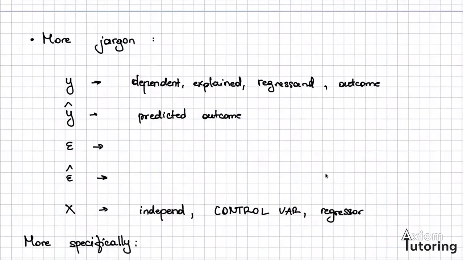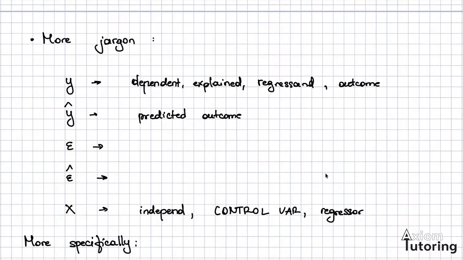We've seen and talked extensively about the y and the y hat in the previous videos, but the y variable is basically your dependent variable or explained variable, regressand, outcome, whatever is your pick. Keep in mind these are all synonyms and they all refer to your y variable.